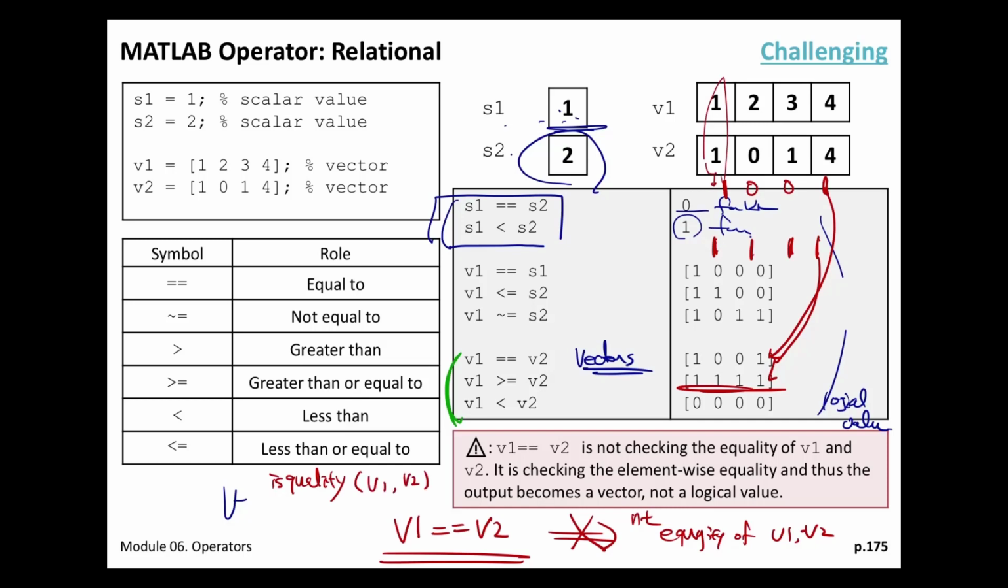Because this one is an element-wise operation, it's not checking the two values as a whole. It's an element-wise operation. That's why the outcome is a vector. It's not a single logical value. So please don't be confused. This is a very common mistake.